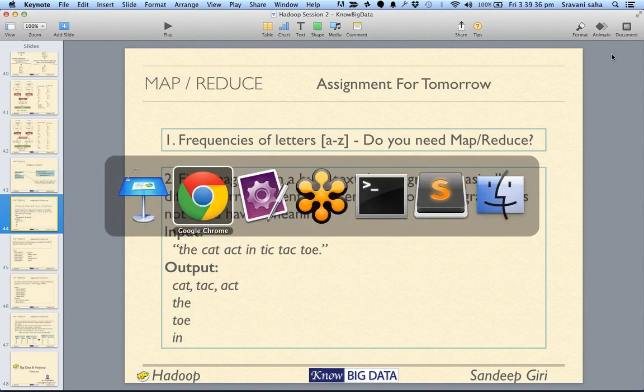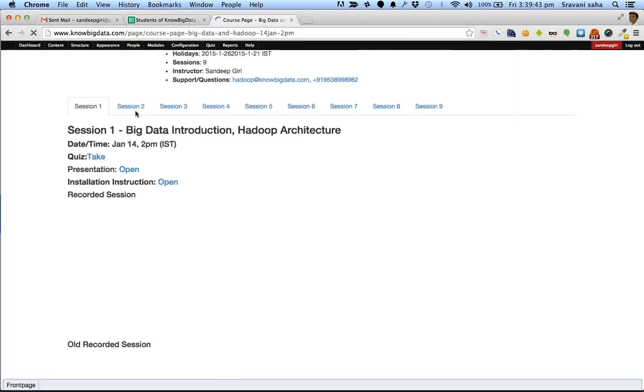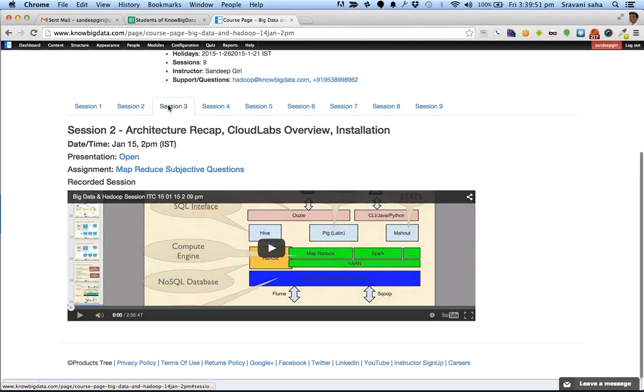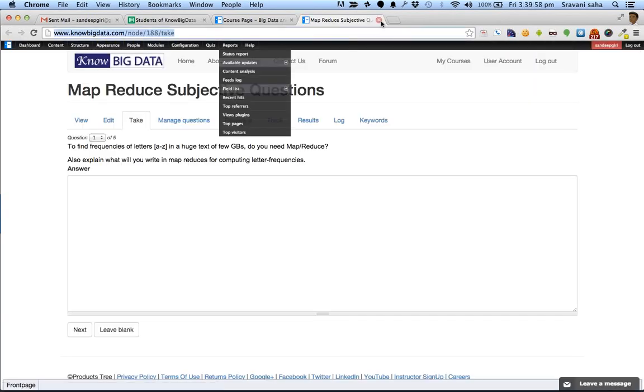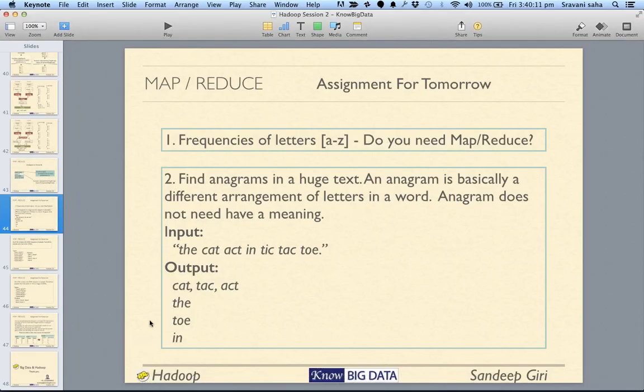You can write the reasoning here. You can take this session and write your reasoning. On the website, if you go, you can see the subjective test. Click on that and you will see it.